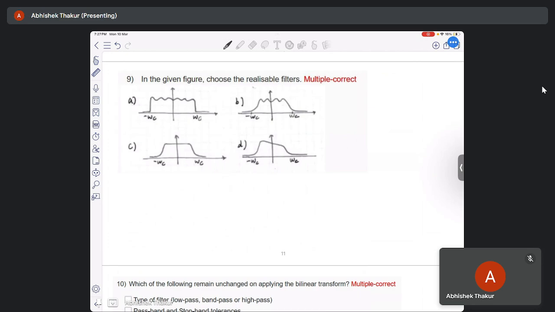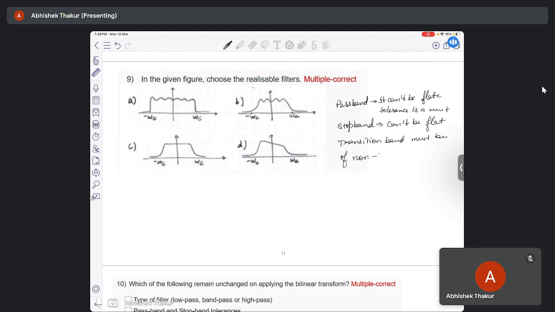Coming to question number 9. In the given figure, choose the realizable filters. The realistic aspects of the specification of a filter are as follows. The pass band cannot be flat, so these things we need to check. It cannot be flat, which means tolerance is a must. Same for the stop band, it can't be flat, tolerance should be there. And the transition band must be of non-zero width.